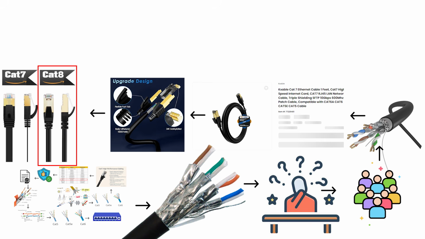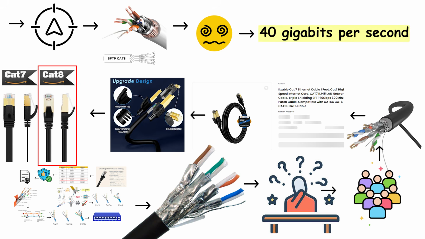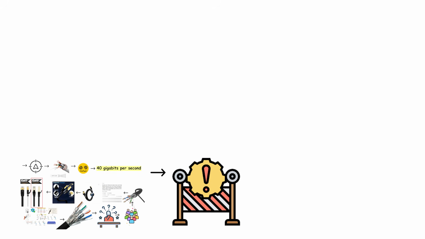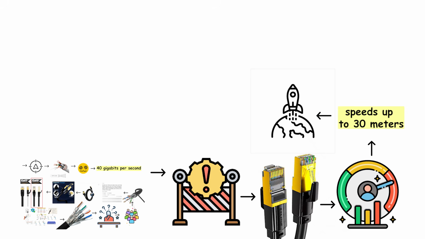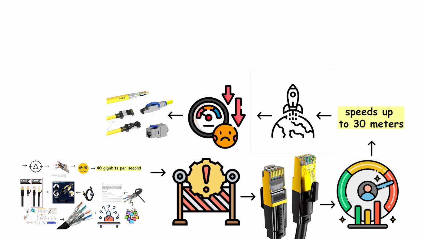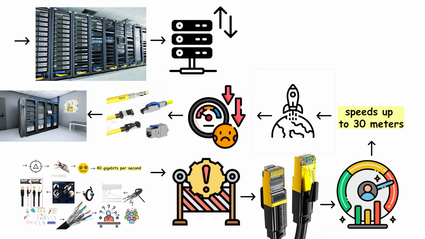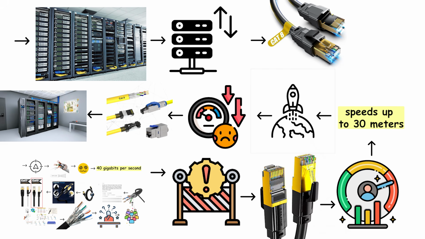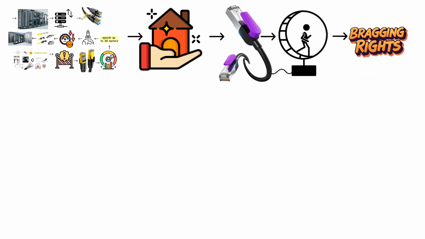Then we have Category 8, which is the current top of the line. Cat8 is a shielded twisted pair cable, rated for absolutely ridiculous speeds, 40 gigabits per second. However, there's a significant limitation. Cat8 can only maintain those speeds up to 30 meters. Beyond that distance, performance drops. Cat8 is primarily designed for data centers and server rooms where devices are relatively close together, but need extremely high bandwidth. The cable is thick, stiff, and expensive. For home use, Cat8 is honestly pointless unless you just want bragging rights.